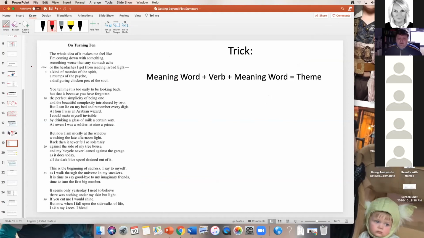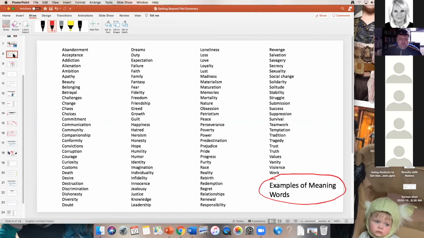But first of all, let me go back to this list. I'd like for you to pick out at least one meaning word that you think of when you think of the whole poem, On Turning 10, and put it in the chat box. What's one meaning word that poem is about?